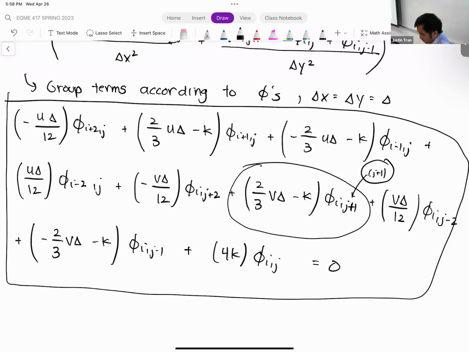All right, so if you're following along, for the term that I circled, the reason I have it circled is because I made a typo initially when I was writing that term. It should be i comma j plus 1. Originally I had j minus 1, so that was the correction. Besides that, there's nothing special about it. It's just one of the other 9 terms that we have.